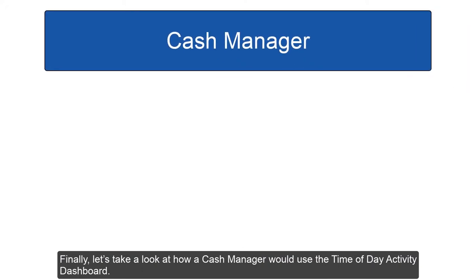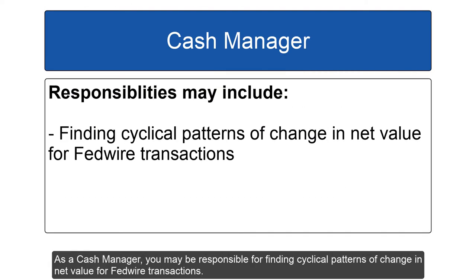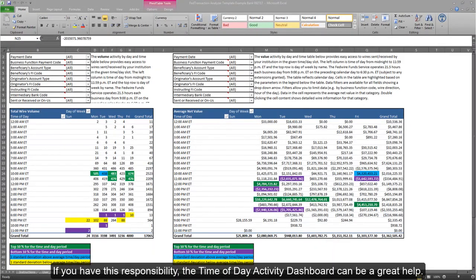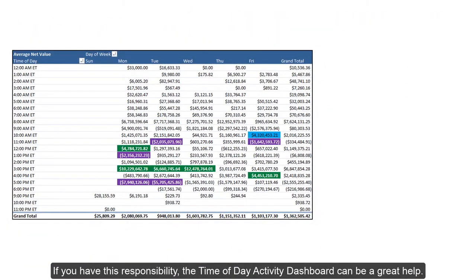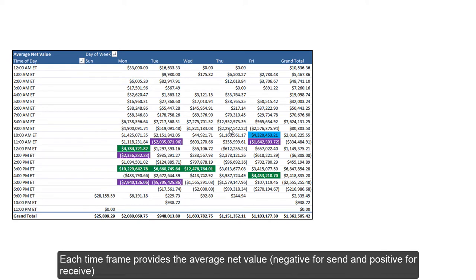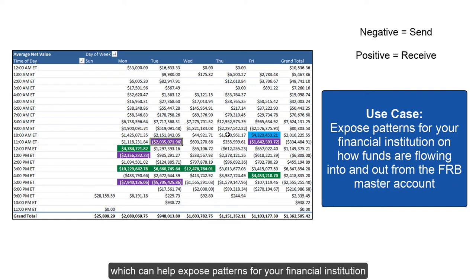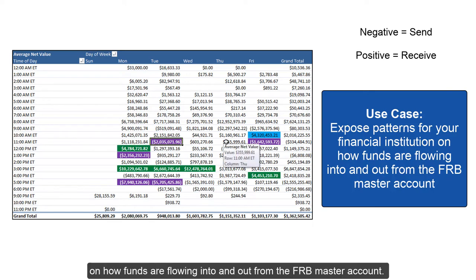Finally, let's take a look at how a cash manager would use the time of day activity dashboard. As a cash manager, you may be responsible for finding cyclical patterns of change in net value for Fedwire transactions. If you have this responsibility, the time of day activity dashboard can be a great help. Each time frame provides the average net value, negative for send and positive for receive, which can help expose patterns for your financial institution on how funds are flowing into and out from the FRB master account.